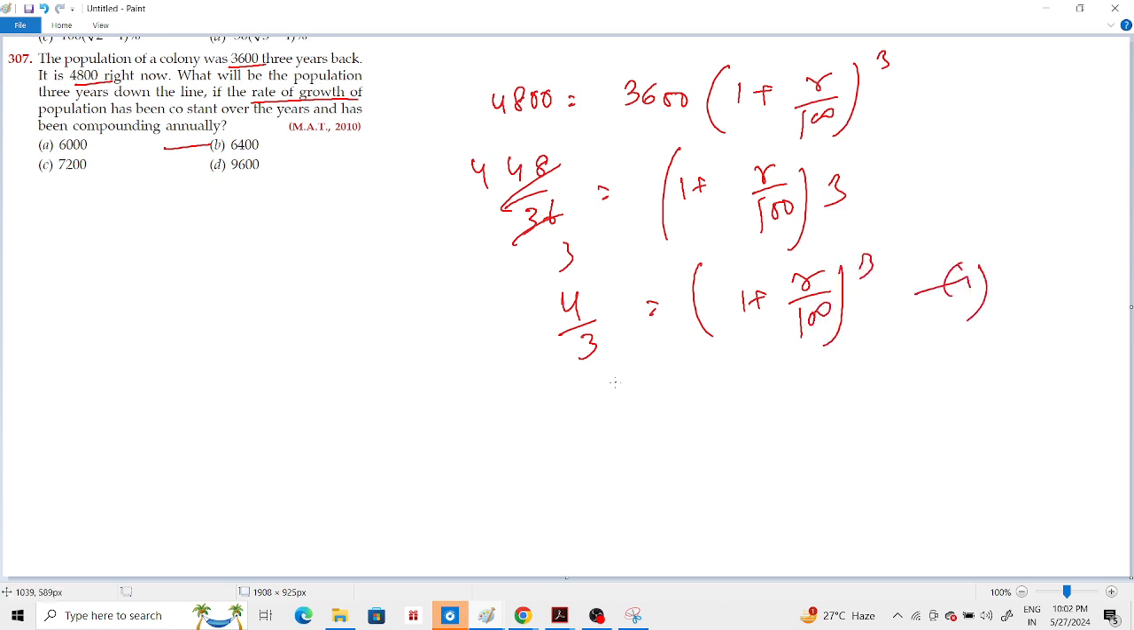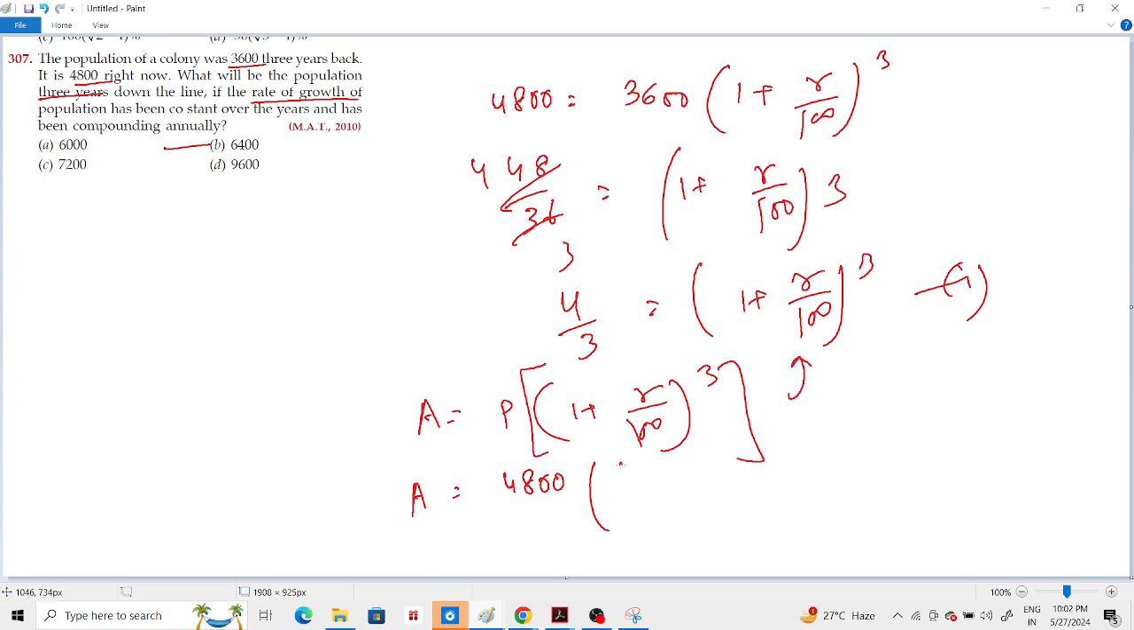Keep this preserved, don't touch it. Now the question is what will be the population 3 years down the line. So again I'm going to use the same formula, A is equal to P into 1 plus r by 100 whole to the power 3. Now what is the amount over here? That is what I have to find out. What is the principal over here? It is 4800. This particular thing is already present with me, so I'm just going to put 4 by 3. That is 6400. B is the answer. It's very unique, not difficult, unique out of the many sums in the video.